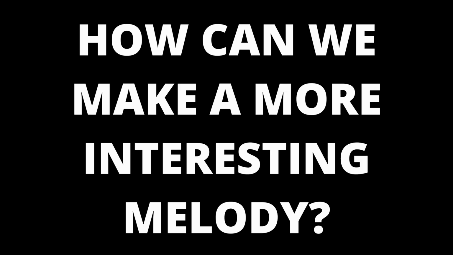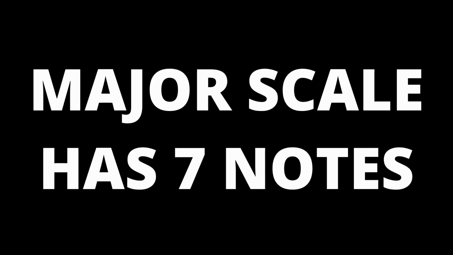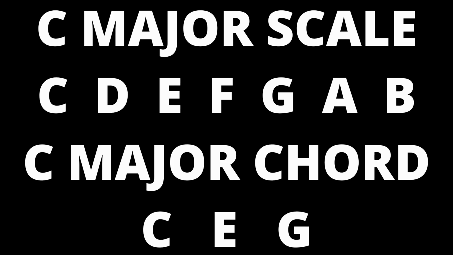This is a perfectly acceptable melody, but what if we want something a bit more interesting? Well, we only used 3 notes of a possible 12, so let's use a few more. You may have heard of scales before. The major scale has 7 notes in it. For example, the C major scale has the notes C, D, E, F, G, A and B. You can see that the 3 chord notes we used in our melody are contained within the scale.